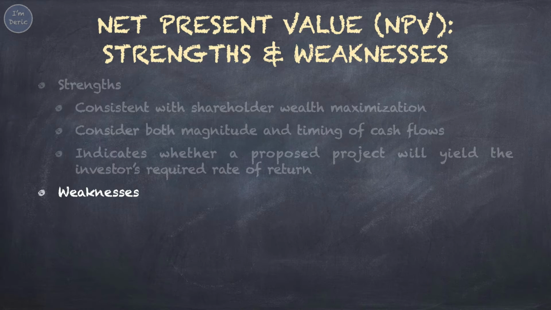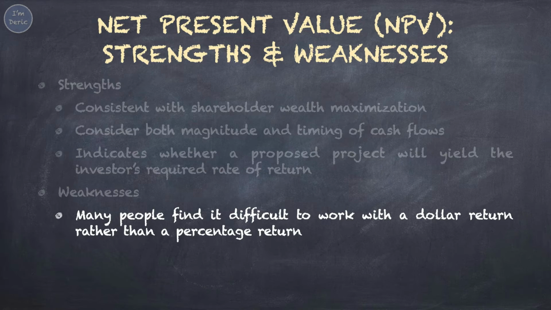Next is about the weaknesses of NPV. First, many people find it difficult to work with a dollar return rather than a percentage return. It could be challenging to explain the meaning of NPV, but it is easy to understand the concept of a percentage return. For example, a 20% return means that if you invest $100, you will receive $20 in return.